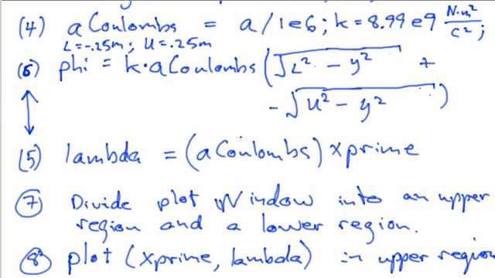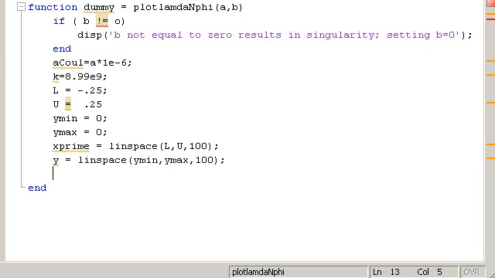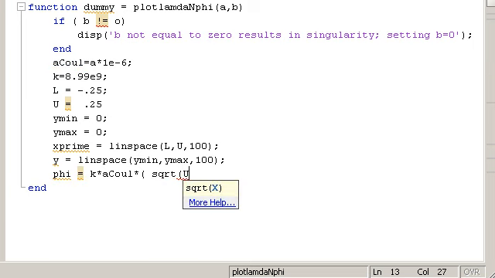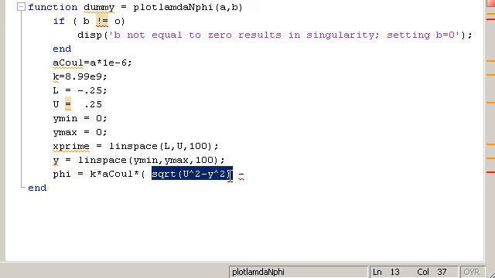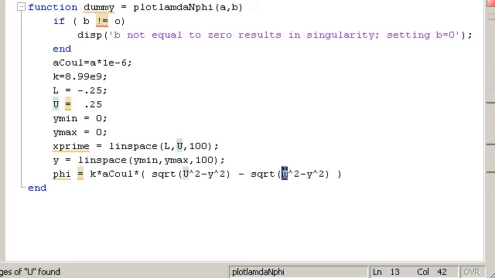So I think I'm ready to type in phi already. So phi equals K times A coulomb times, I believe it's capital U, no, square root, capital U squared minus y squared minus, and then the same thing, but I go Control C, Control V, close those parentheses, but I gotta change that to a lower. Upper squared minus y squared.